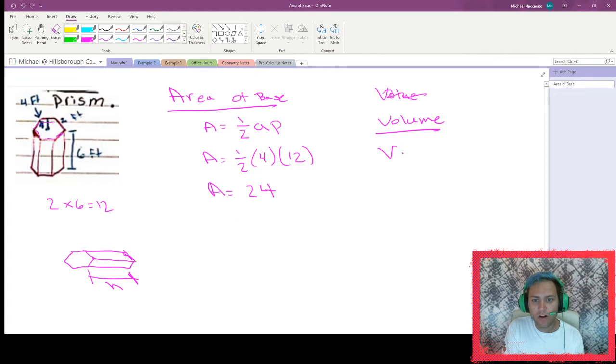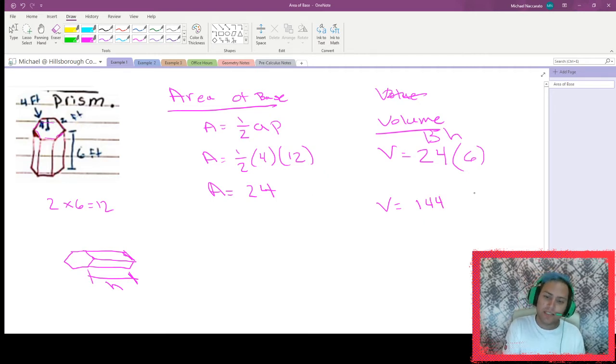So I'm going to have volume equals big B, which is the area, 24, times the height. Again, this was big B times height. I should have written that out. The height is 6. So I have 24 times 6, so volume equals 144.